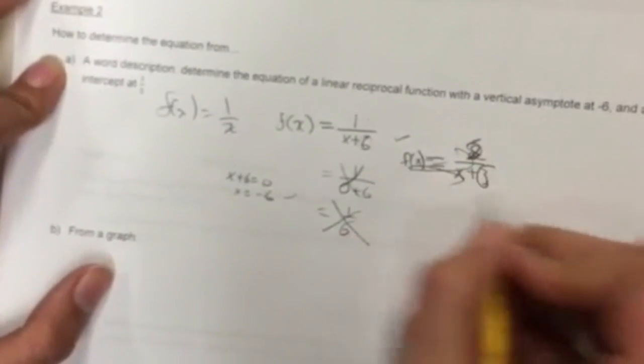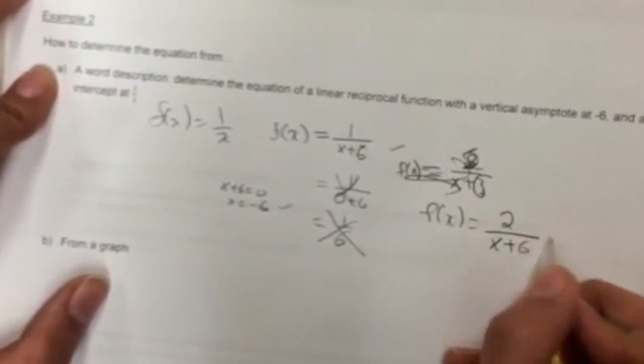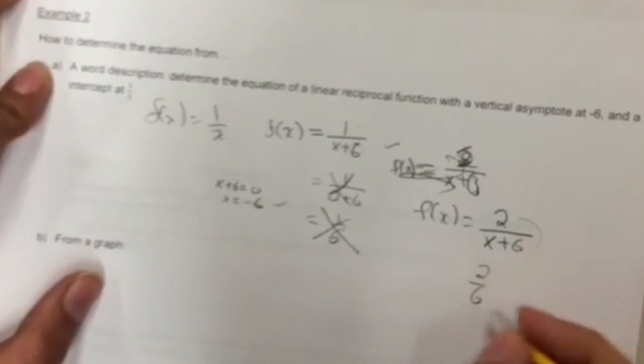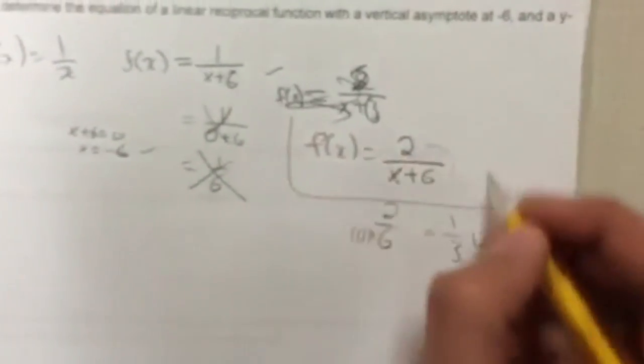It's going to be f of x is equal to 2 over x plus 6. And then if you simplify 2 over 6, it's going to be 1 over 3. And that is right. So that is your final answer.